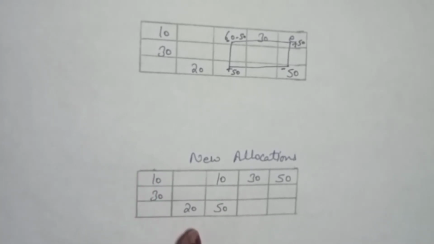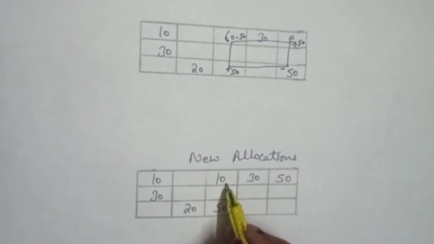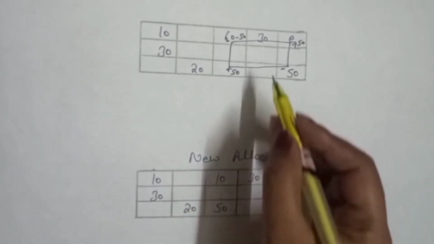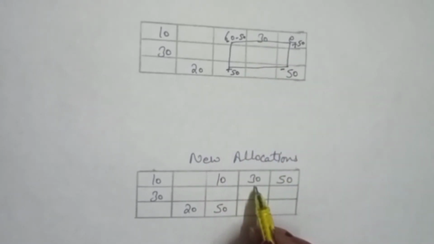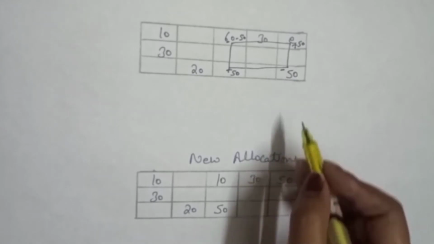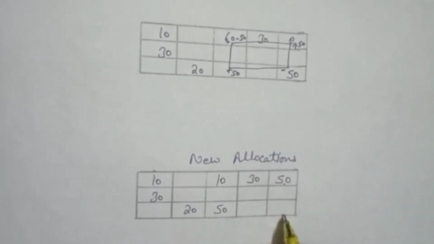These allocations are the same. And here is the change. Here we had 60 but now we have 10. And here we had no allocation but now we have 50. This allocation looks the same, 30. Here we had E but now we have 50. And here we had 50 but now here we have no allocation. So this is our new matrix.